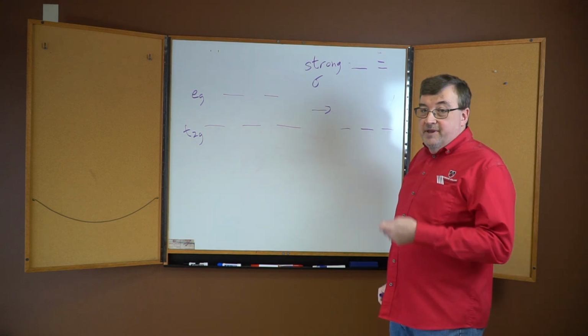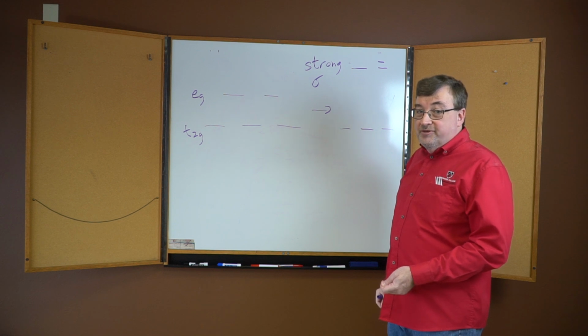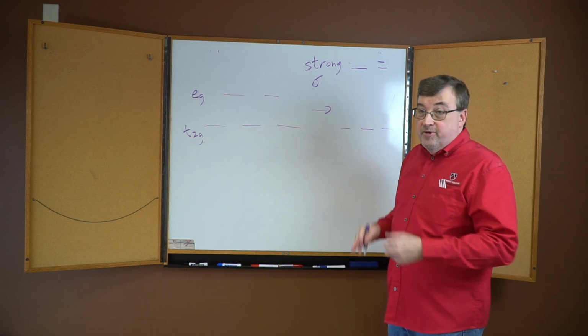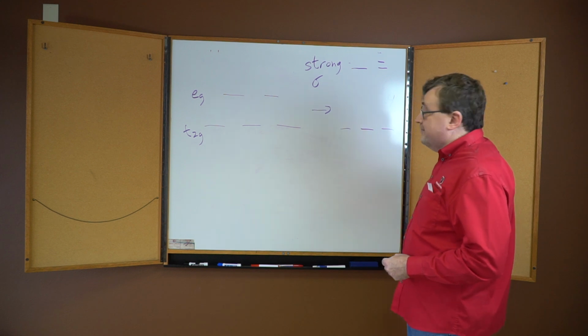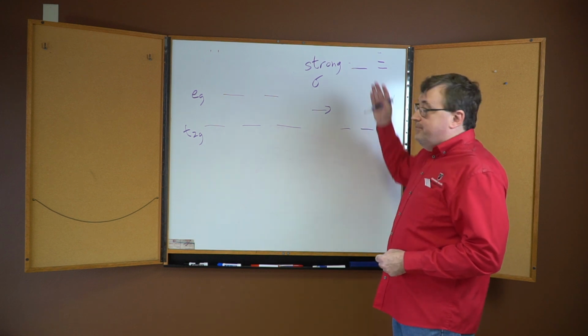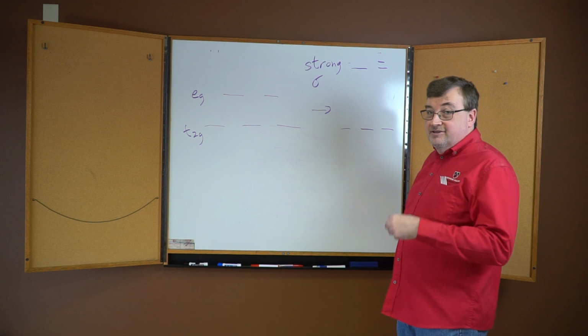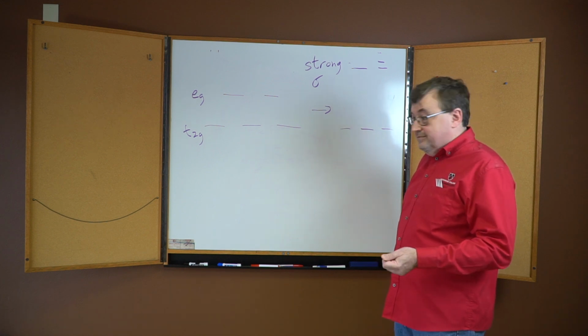So generally things with more electron donating groups, chelating ligands are better than the monodentate, just where you have just one atom ligands. Those things will drive up the EG level. And that's why they tend to be more low spin.